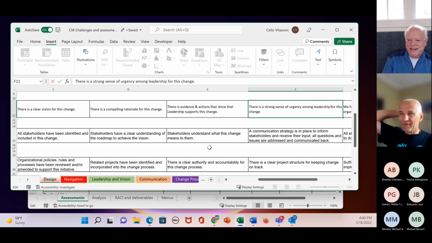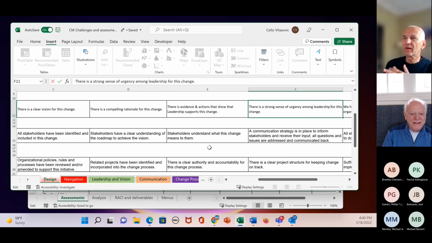Okay. And then stakeholders have a clear understanding of the roadmap to achieve the vision. Stakeholders understand what this change means to them. A communication strategy is in place to inform stakeholders and receive their input. All questions and issues are addressed and communicated back.